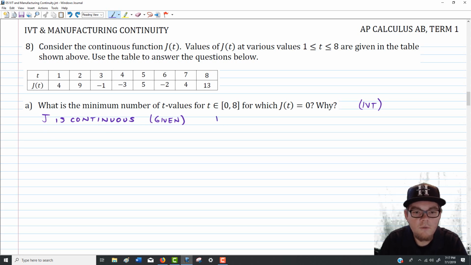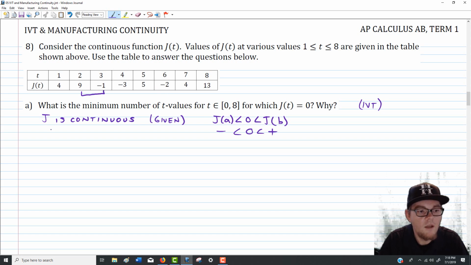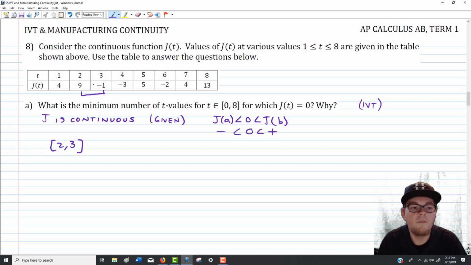What we'd be looking for is we'd want to show j of a is less than 0 is less than j of b. We want to show that there's boundedness. And since 0 is in between, we're looking for something to go from negative to positive. So in other words, in our table, what we want to see is sign change between t values. So in looking at the table, let's see if we can find some. I found 1. So one interval from 2 to 3, there's a sign change. So since 0 is between 9 and -1, by the intermediate value theorem, since j is continuous, there must be a value where j of t equals 0 on that interval.